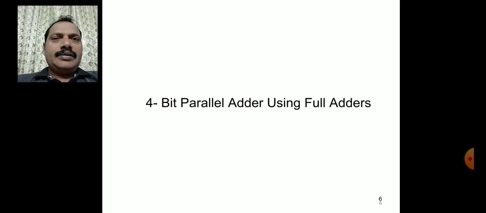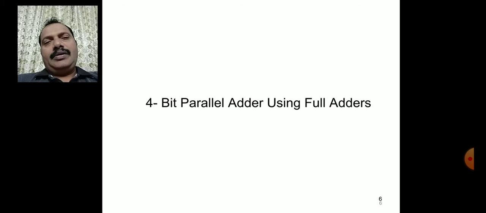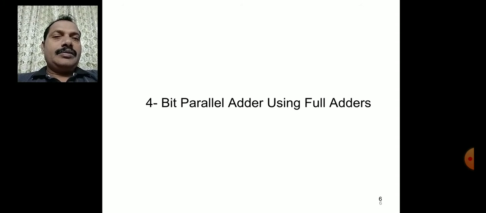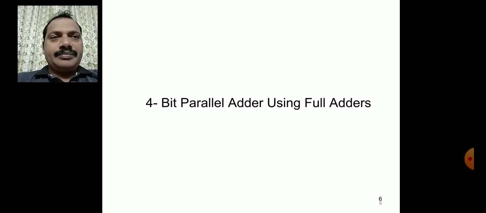So here how many inputs are there? 4-bit number, 2 4-bit numbers. So one initial carry which is almost 0, and final carry output, and some 4-bit sum. So this is input output variables of parallel adder, 4-bit parallel adder.